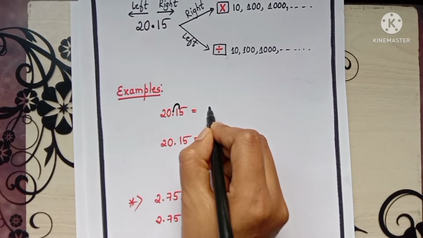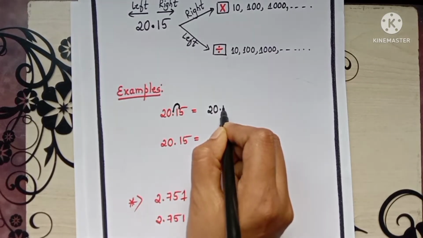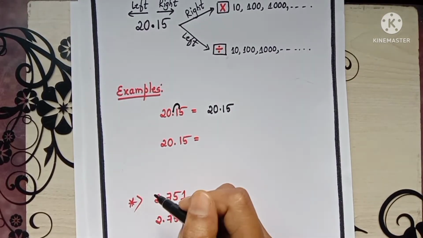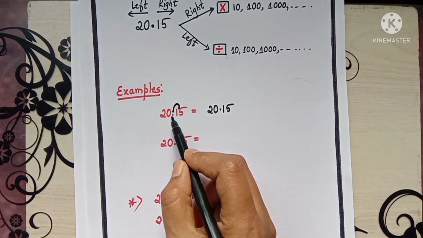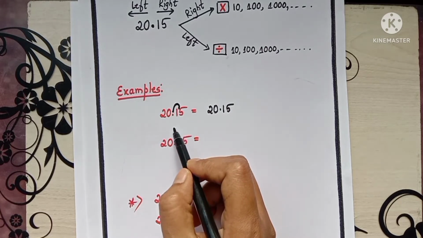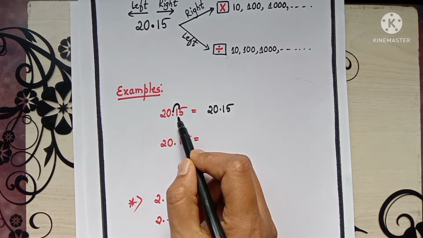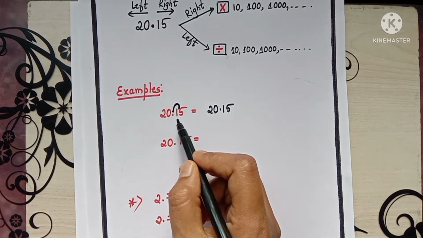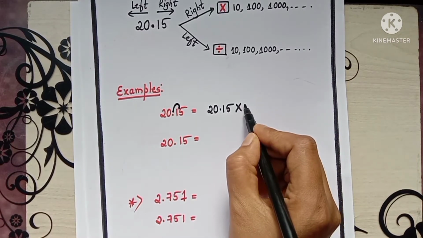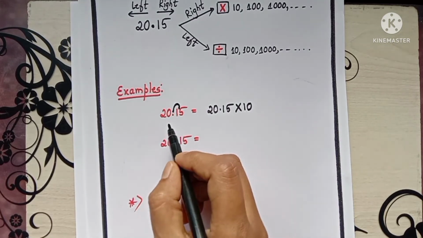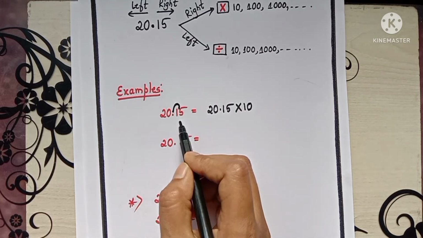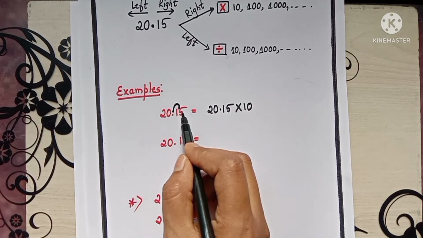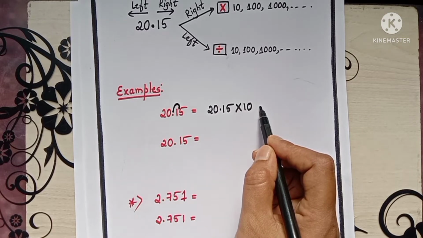That is 20.15. Where I am going to shift this? After 1, that is to the right side. By how many digits? By only one digit. After 1 means it is only one digit. So one digit means I have to multiply by 10. Suppose you want to shift a decimal point after 2 digits, that is after 1 and 5, then you have to multiply it by 100.